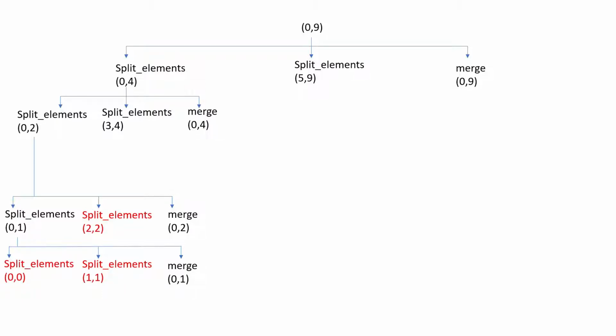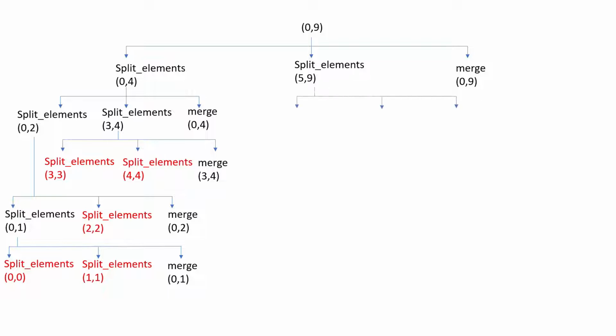Now let us continue our splitting process. Now index 3 to 4 will get split, that is into index 3 and 4 and merge them. Now index 5 to 9 will get split into 3 parts, that is from index 5 to 7 and from index 8 to 9 and merge them.